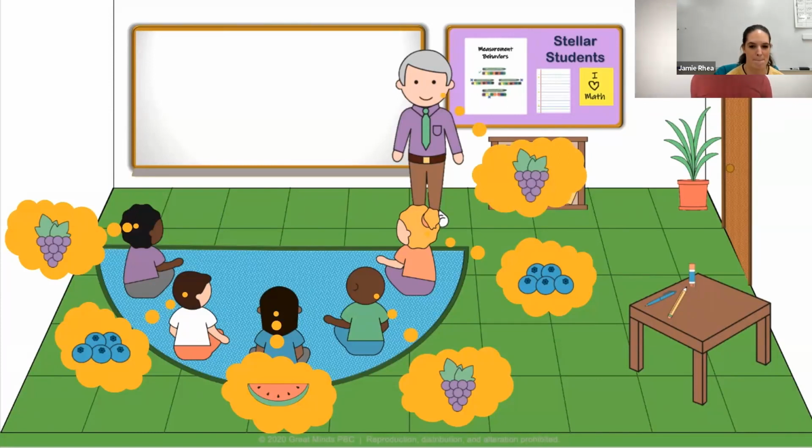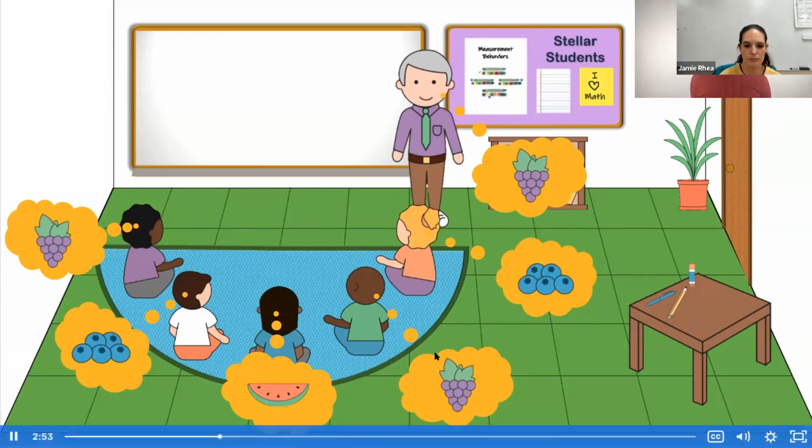Well, I need your help counting to see how many people in this classroom like each fruit. Let's start off with grapes. Okay. How many people in this classroom like grapes? Take a second to count. Let's count. 1, 2, 3. So, how many people like grapes? 3 people like grapes.